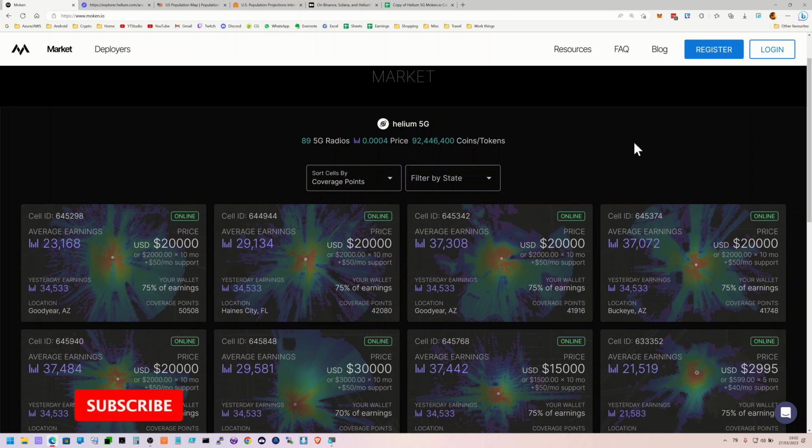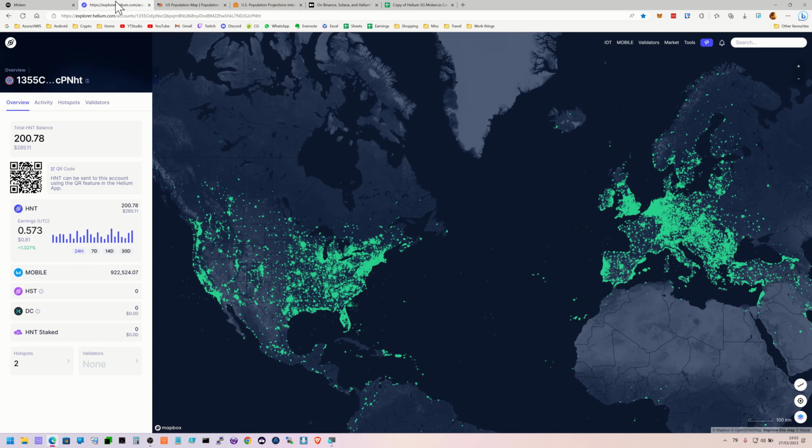But today I just want to go over the new site since its full launch. It's now completely out of alpha, and you can see here they've got nearly 90 radios available to purchase. Now, before we go too far into this, I've had my miner running for about a month now, and I just wanted to go over what I've earned so far.